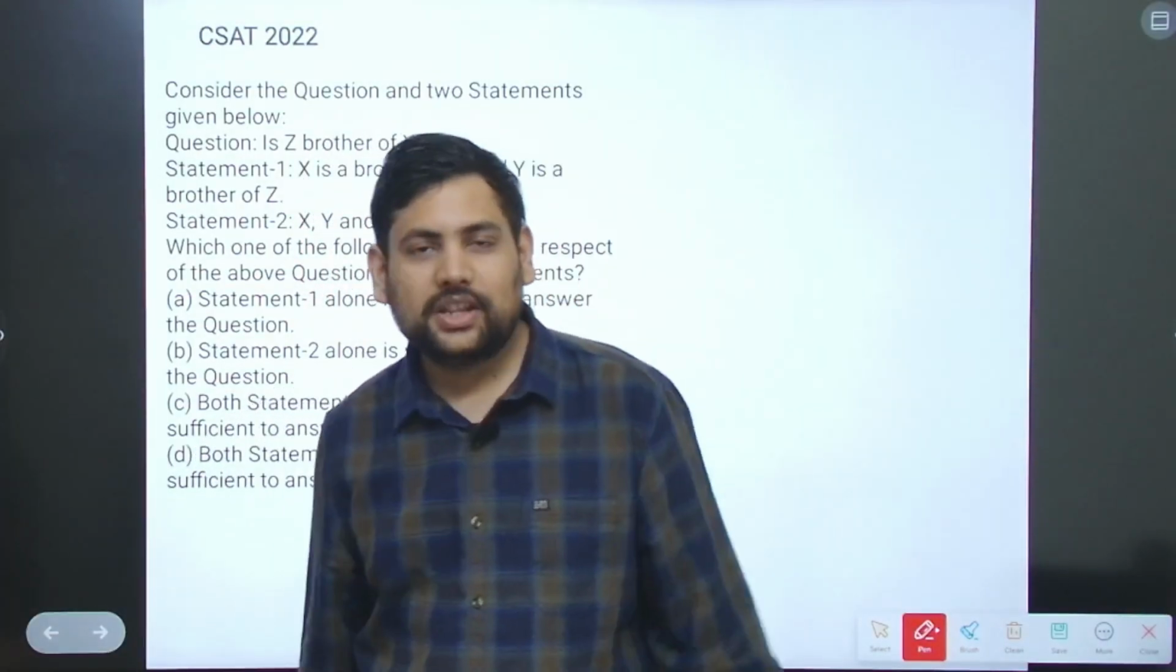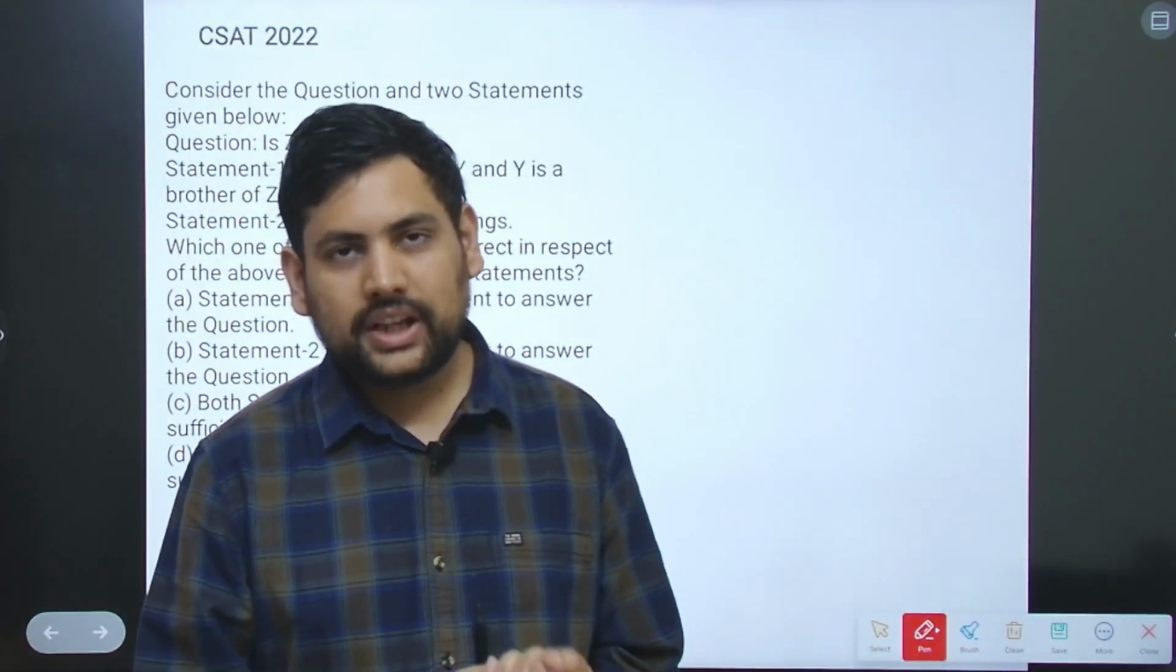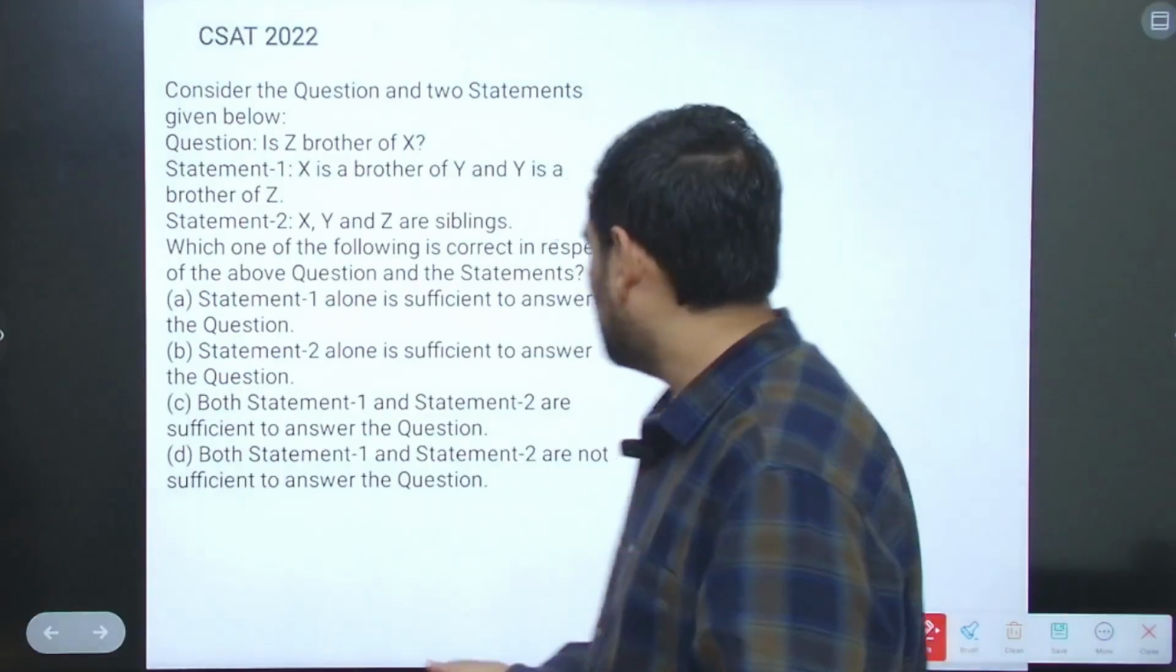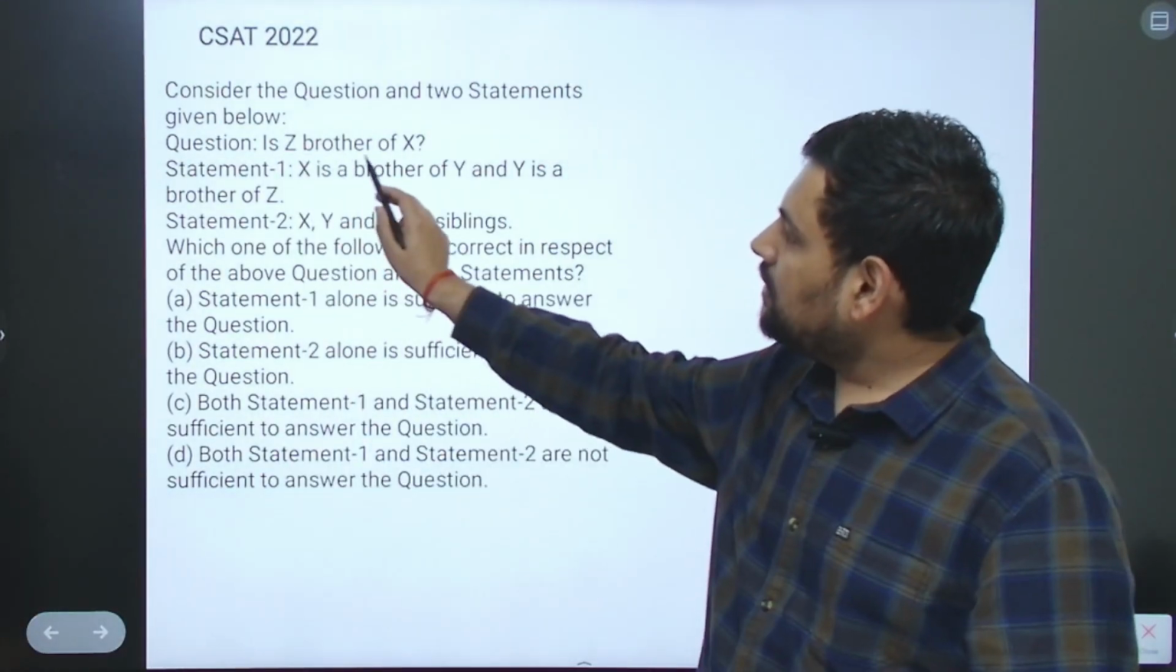So we'll be continuing with our data sufficiency questions. Today we'll be taking up 2022 questions. Let's get started. Okay, so this is the first question. It says, is Z brother of X?